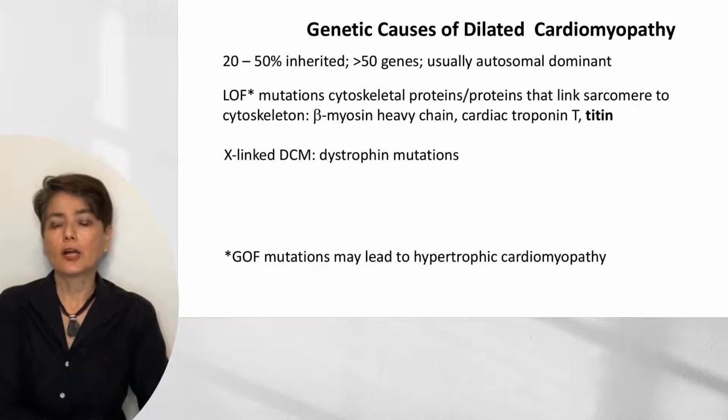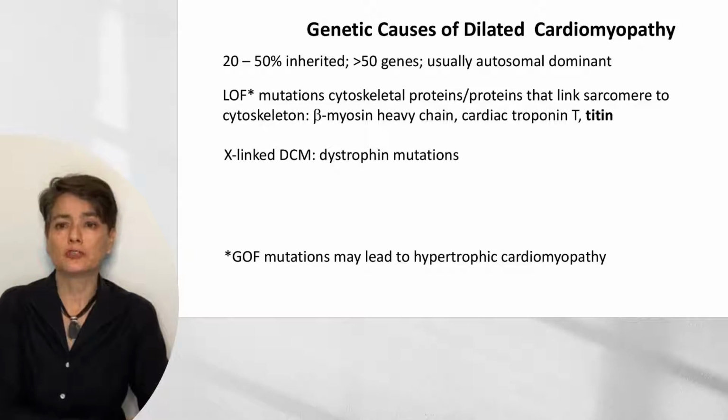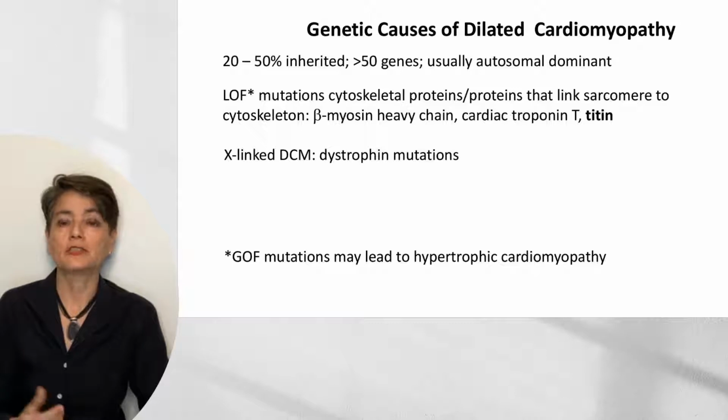Now, I mentioned the genetic causes of dilated cardiomyopathy. As I said, about 20 to 50% of cases are inherited. More than 50 genes have been implicated, and the pattern of inheritance is usually autosomal dominant, with one notable exception. What we see in dilated cardiomyopathy are loss of function mutations in cytoskeletal proteins and proteins that link the sarcomere to the cytoskeleton. So the big three for this will be beta-myosin heavy chain, cardiac troponin T, and titin. And of those three, titin is the most common.